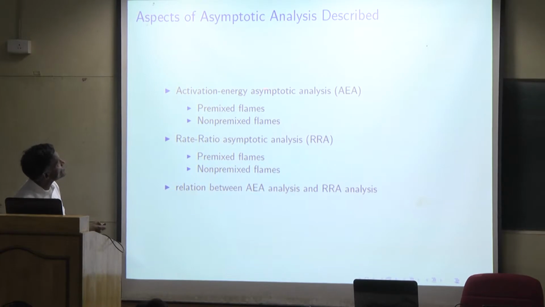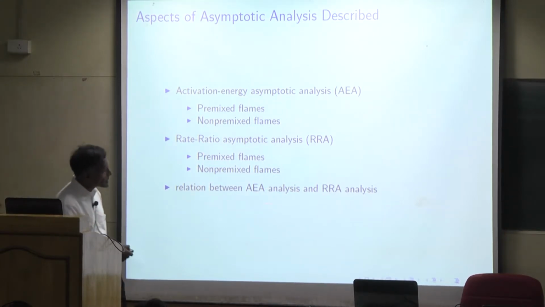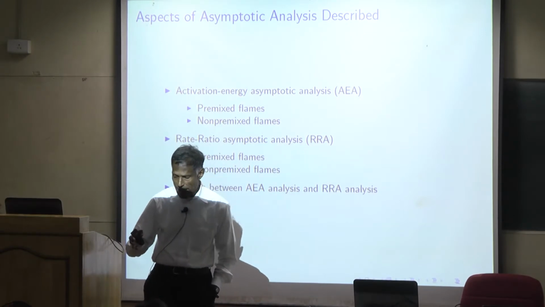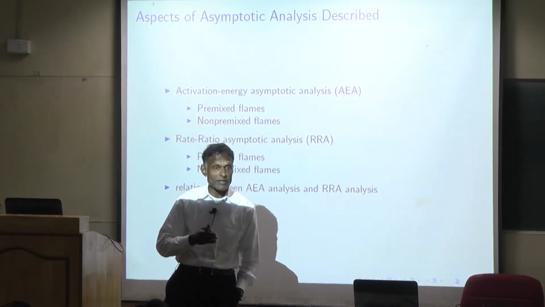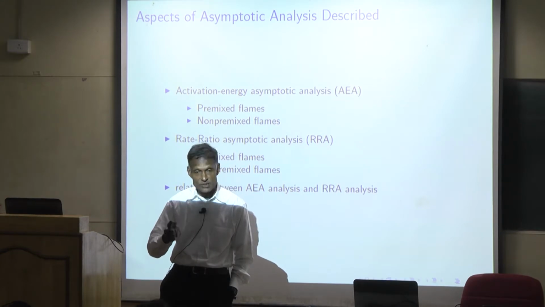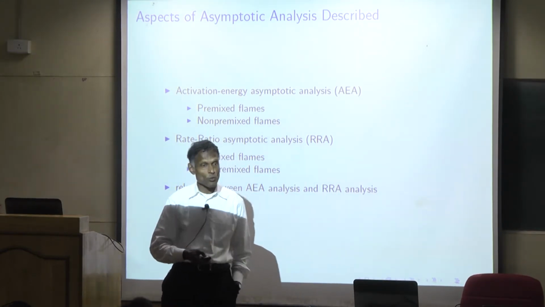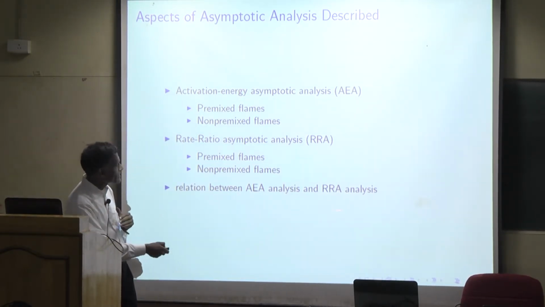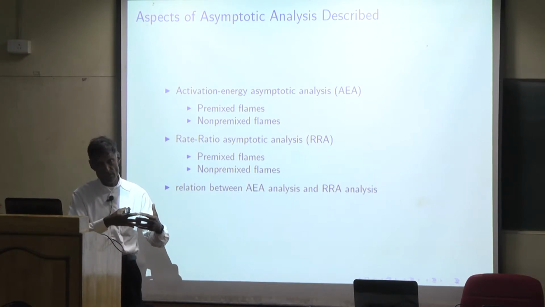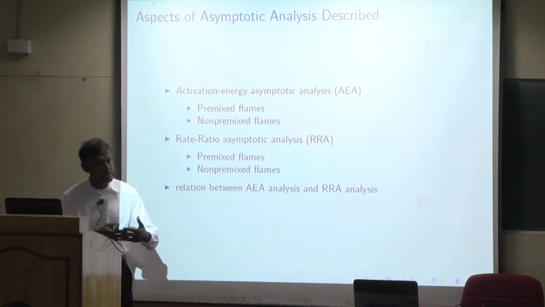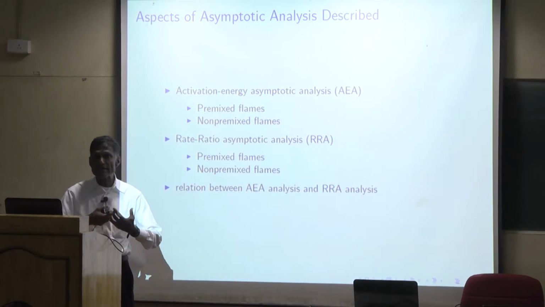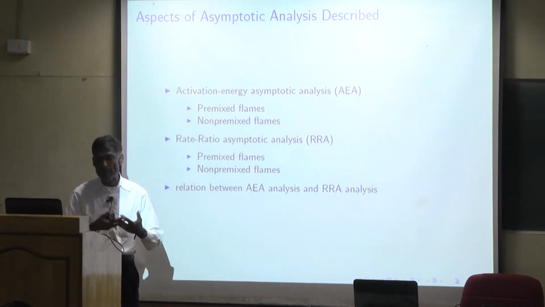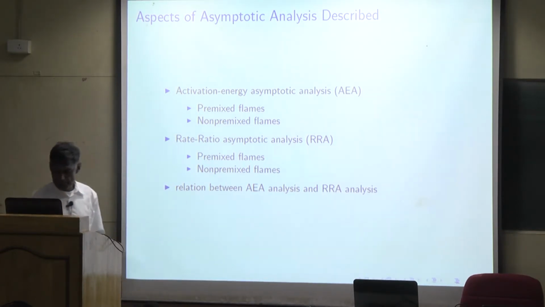Now I'm going to demonstrate the application of activation energy asymptotics to premixed flames and non-premixed flames, and later on rate ratio asymptotics to premixed flames and non-premixed flames. Now here's the question: there are many problems where activation energy asymptotics works very well, even though the reaction rates are small. Why does it work? I'm going to try to relate these two analyses, and you'll find that there exists a relationship between them. From rate ratio asymptotics we can derive an apparent activation energy, and that apparent activation energy is actually large.